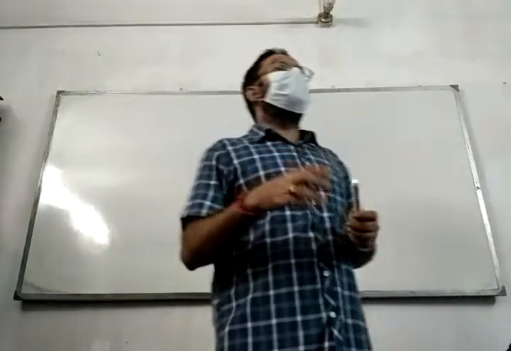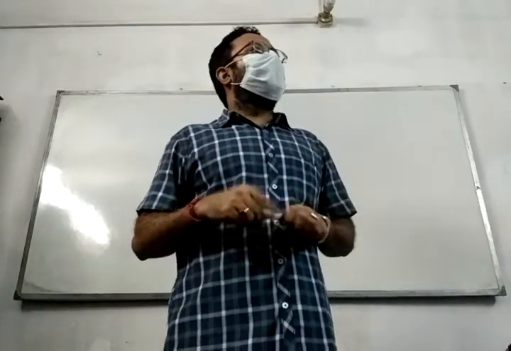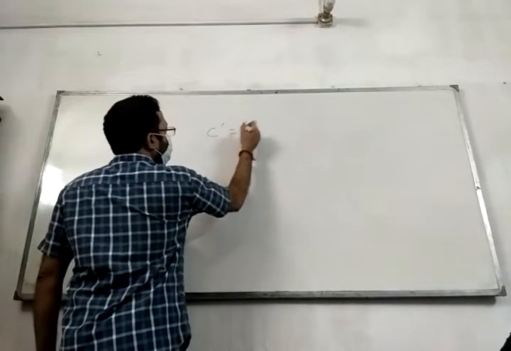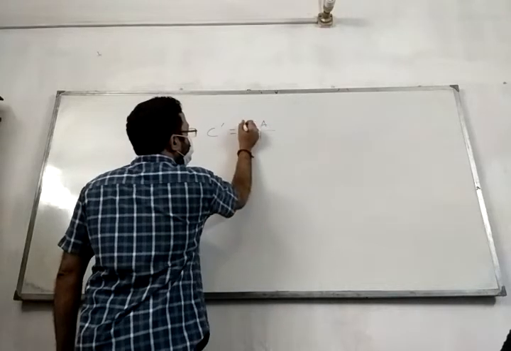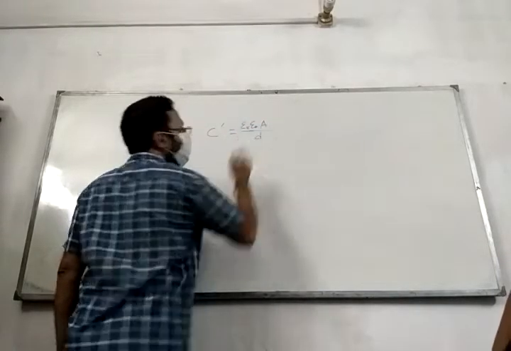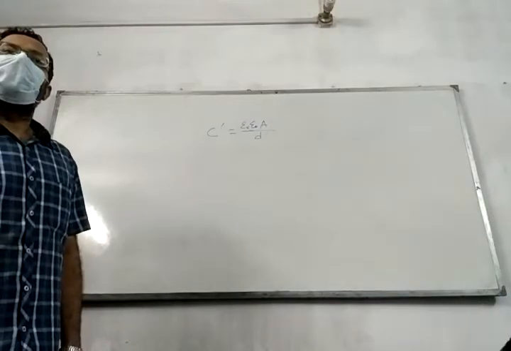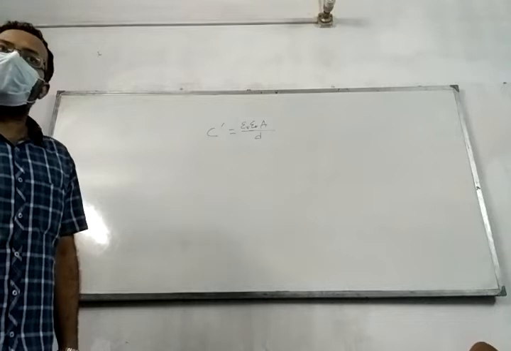So what happens? It increases. Why? Because the new capacitance was epsilon naught A by d into epsilon r. And epsilon r is what? Dielectric constant or relative permittivity, which is always greater than 1.